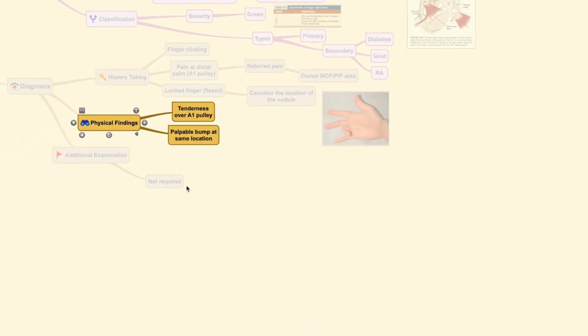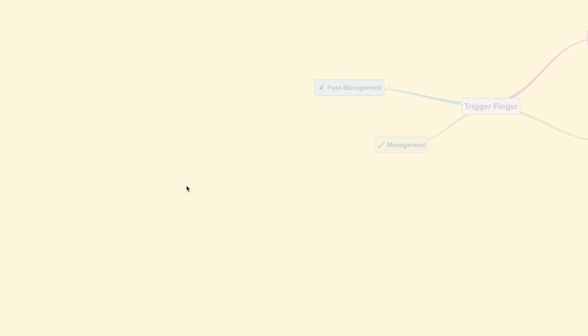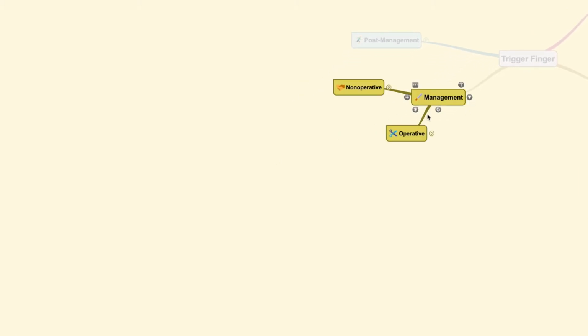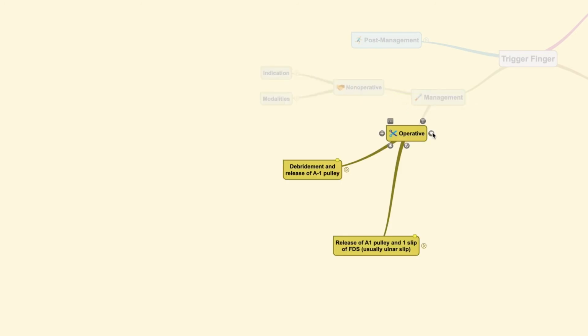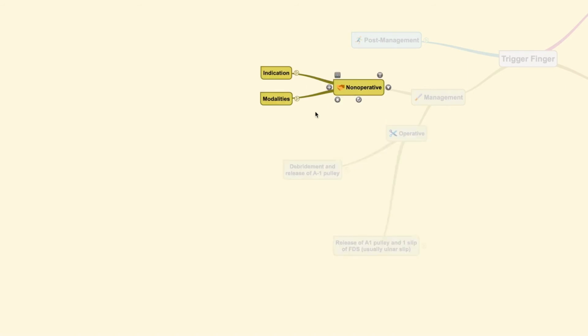Now, moving on to the management. For the management plan of any case, there should always be a non-operative and sometimes an operative management. And non-operative management is almost always done first in any case. The indication is for the first line treatment of trigger finger.